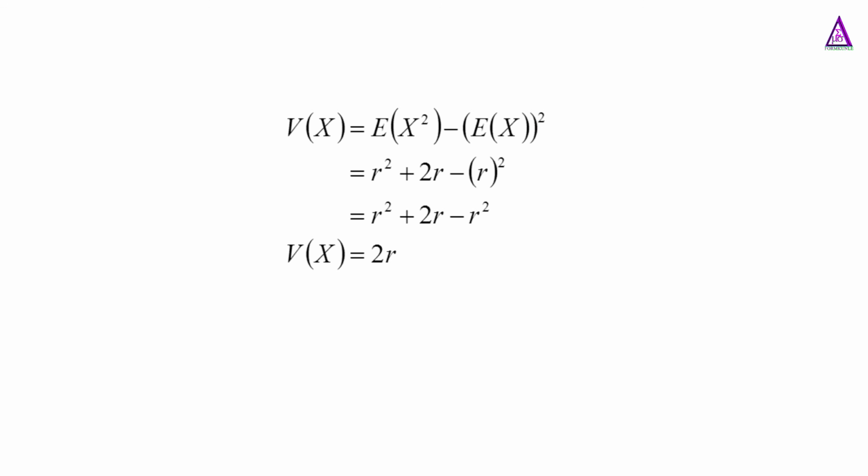which is equal to r square plus 2r minus r into brackets r square, which is equal to r square plus 2r minus r square. So r square cancels r square, and the variance of the chi-square distribution equals 2r.